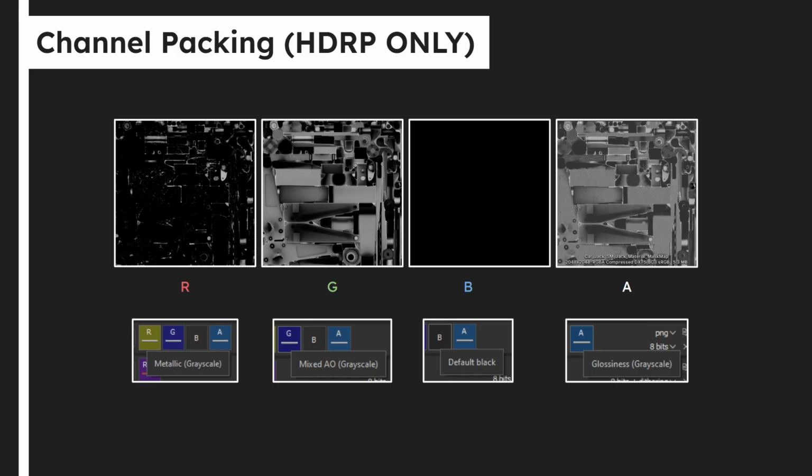So the R channel is just our metallic. It's a grayscale map. The green channel is just our ambient occlusion, another grayscale map. The B channel is actually left open in HDRP for you to tweak the shader and do whatever you want with. And the alpha channel has the glossiness or roughness information in it. So I'm getting all of this value out of just a single texture.